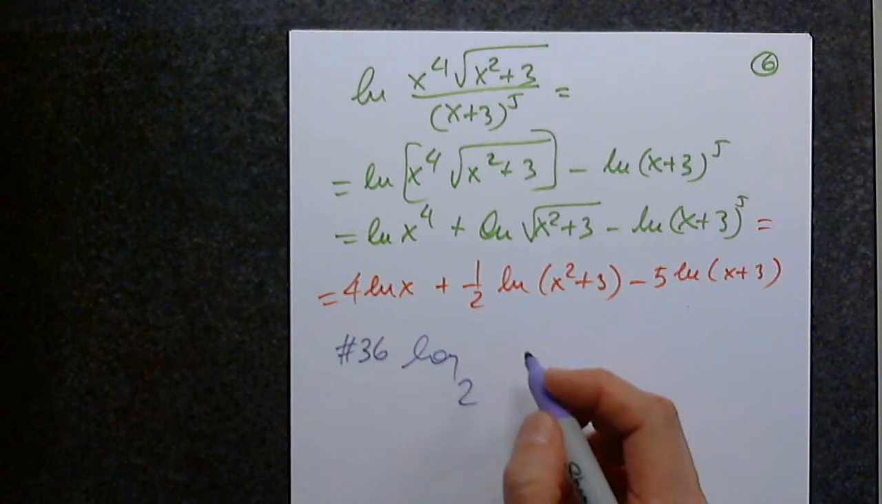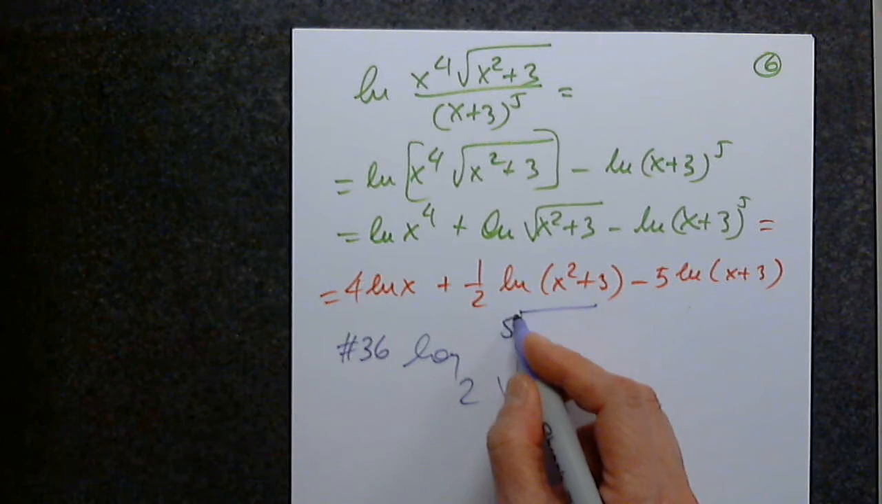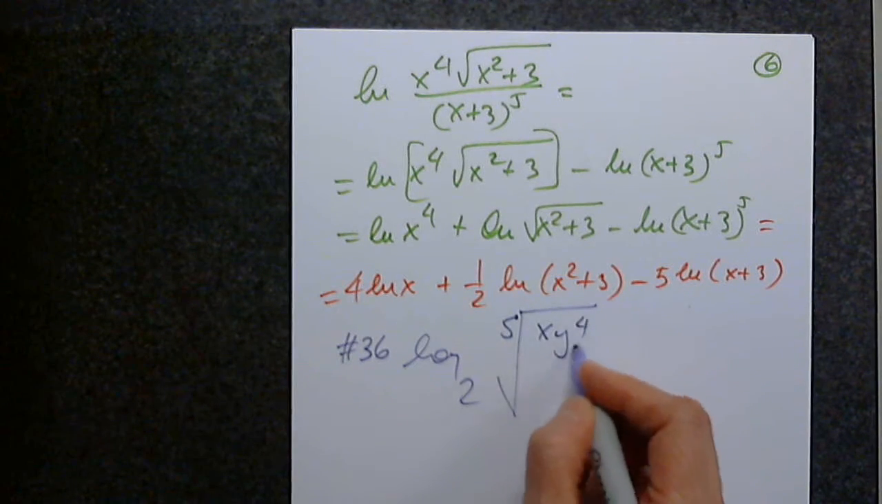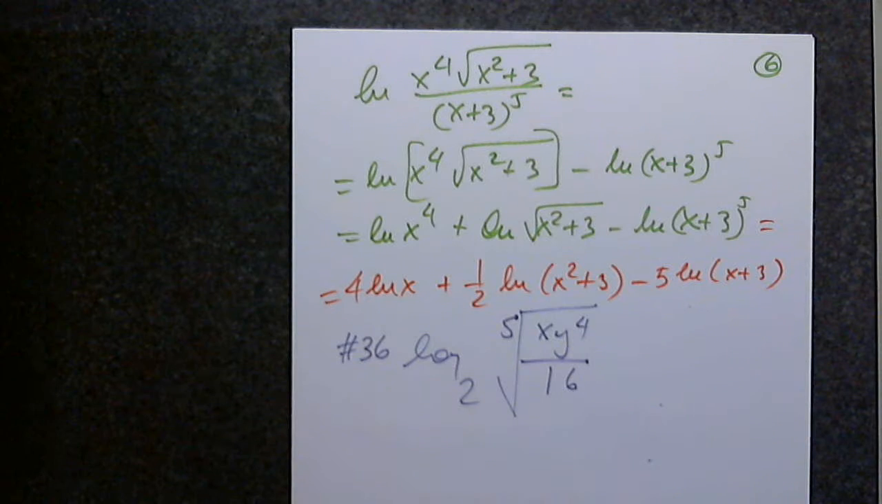Log base 2 of the 5th root of xy to the 4th over 16. So I spoke too soon. In the case in which there is a power, I have to deal with the power first, and then the quotient, and then the product, and then the power again. Power first, then quotient, product, and power again. And quotient is the ratio.